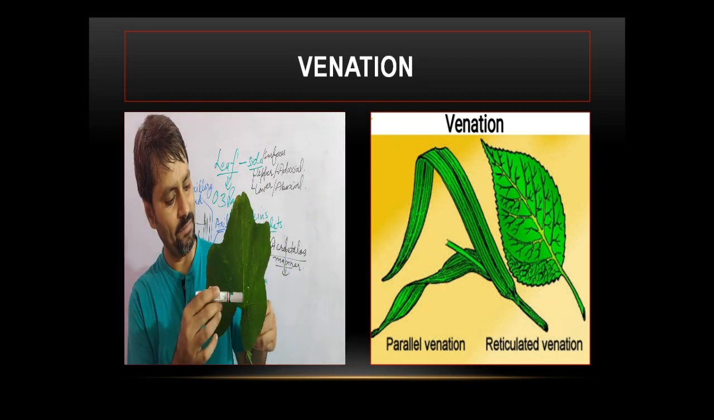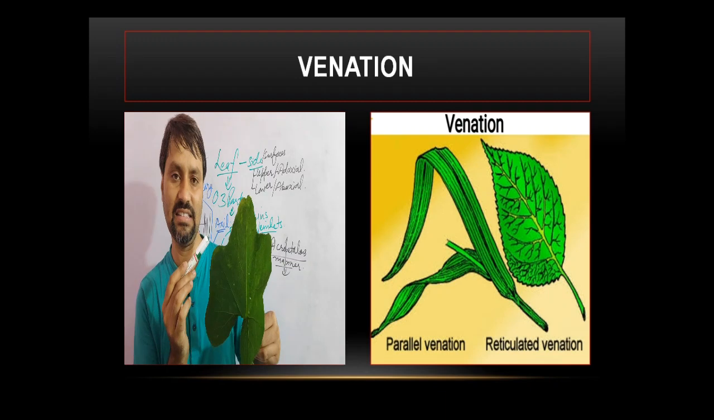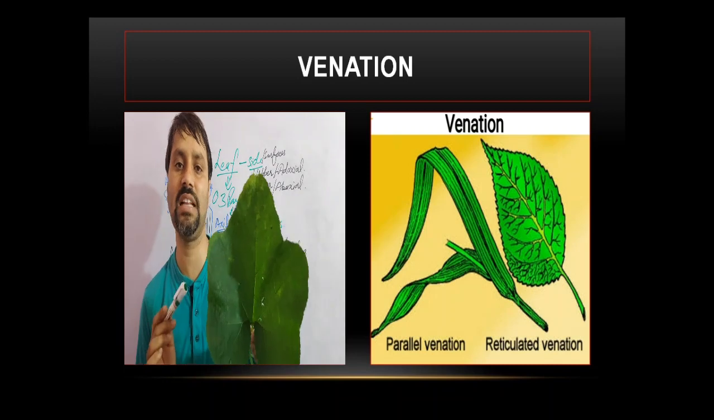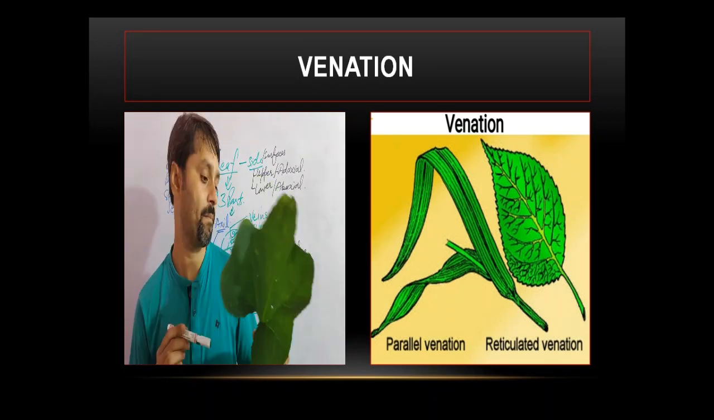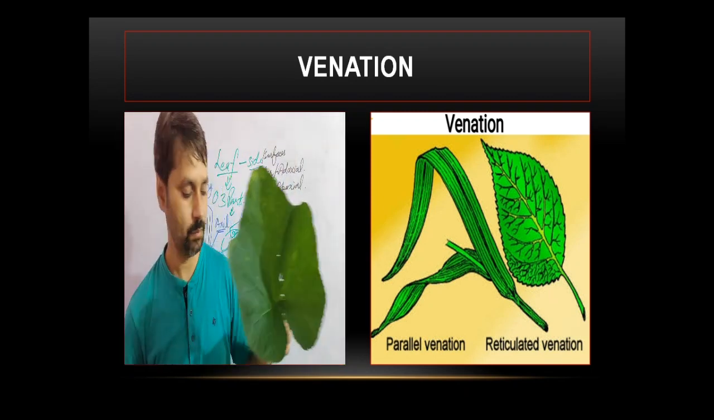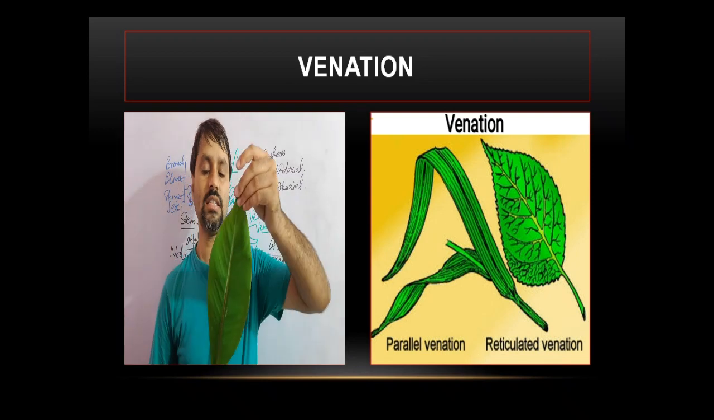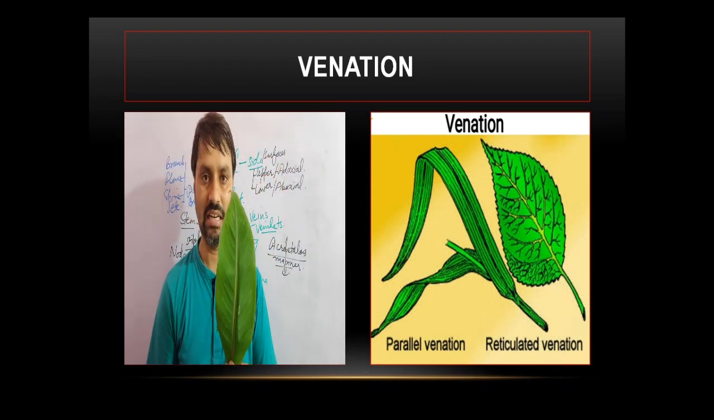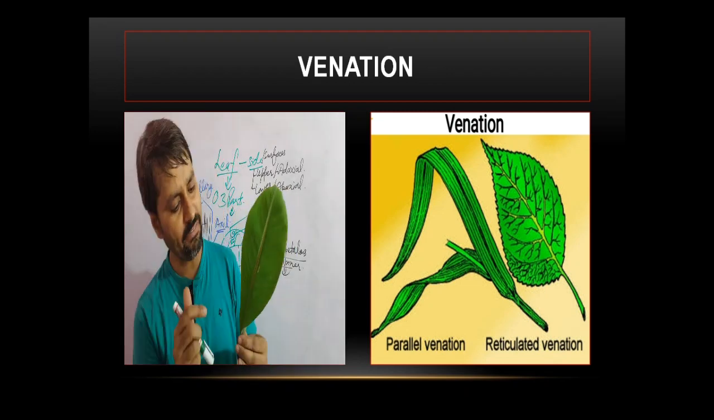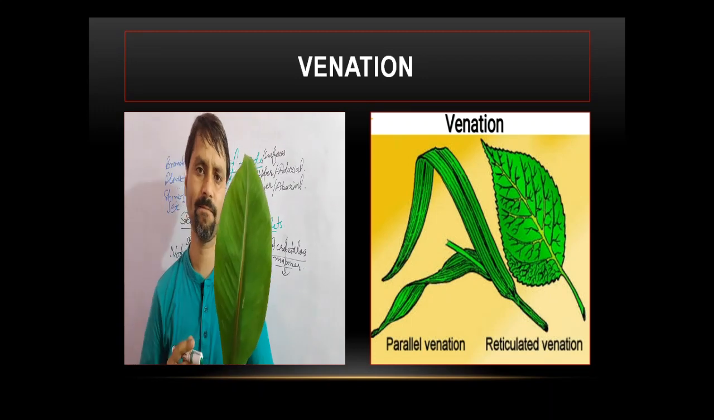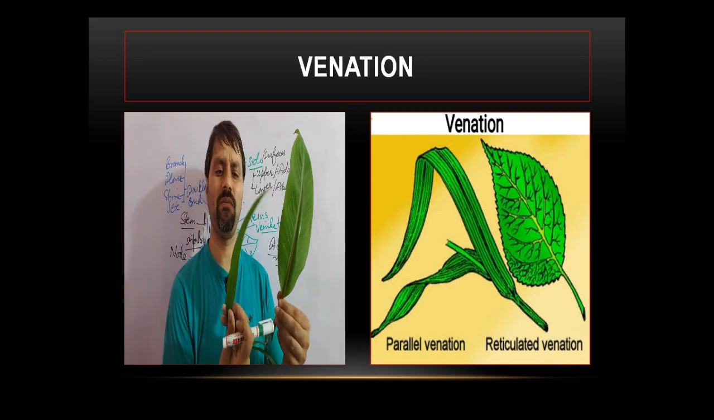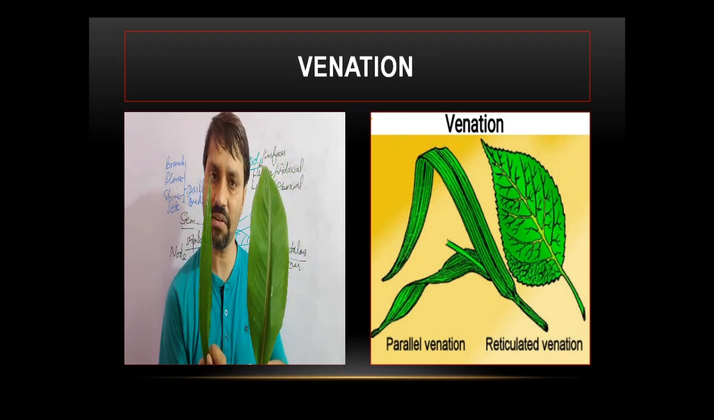Look at, there are many main veins running in different directions over the lamina. Okay. This is the leaf of Cucurbita, kaddu. This is the leaf of banana, kela, Musa paradisiaca. Here the veins are running parallel to each other. But there is a difference in the parallel arrangement also. I will discuss one by one.